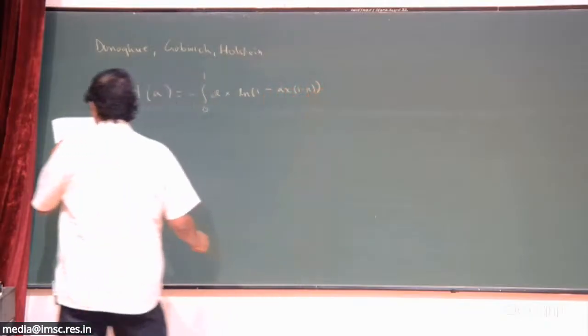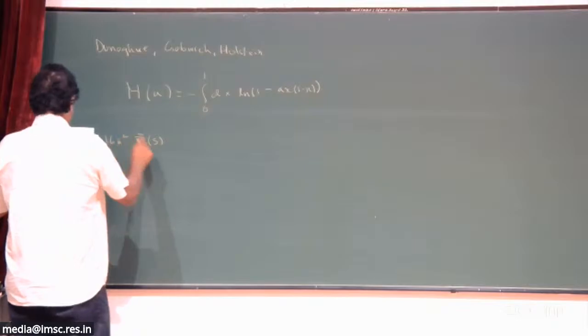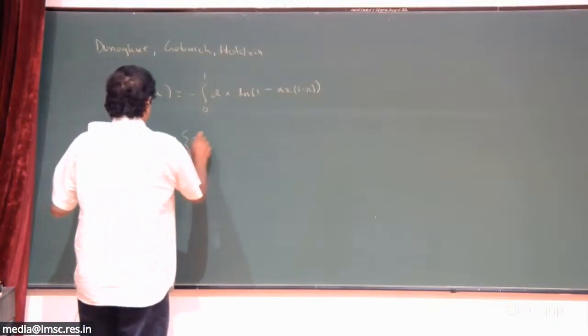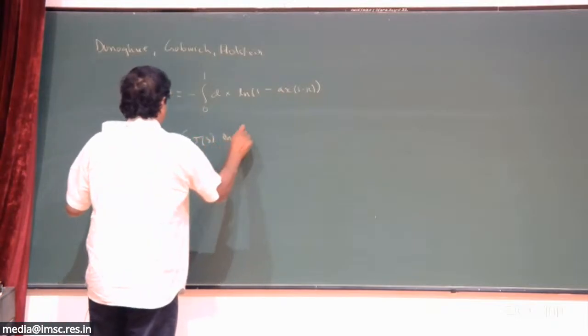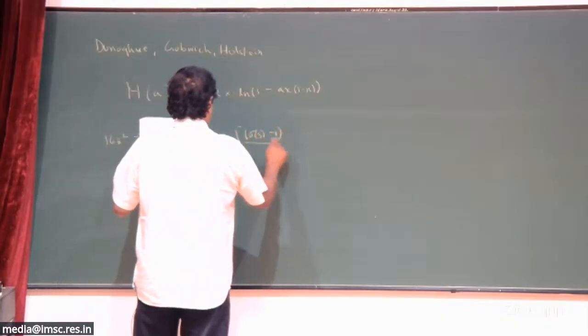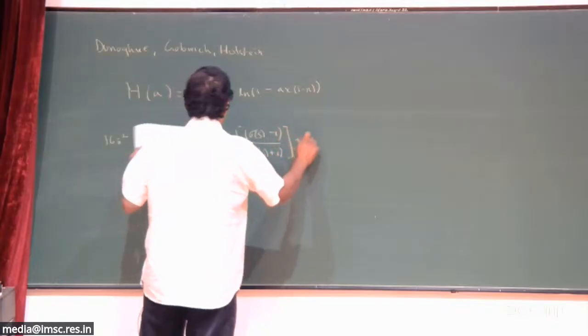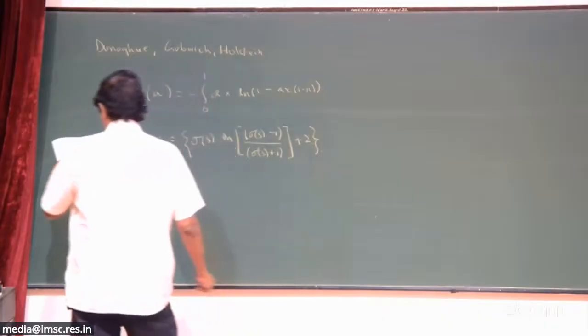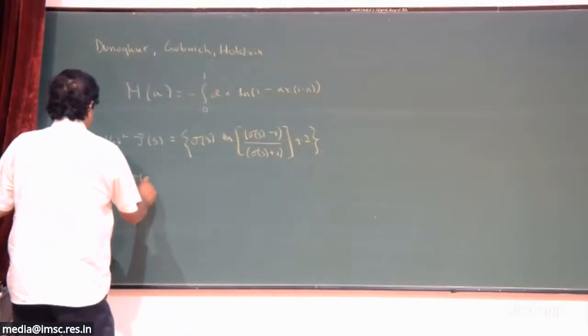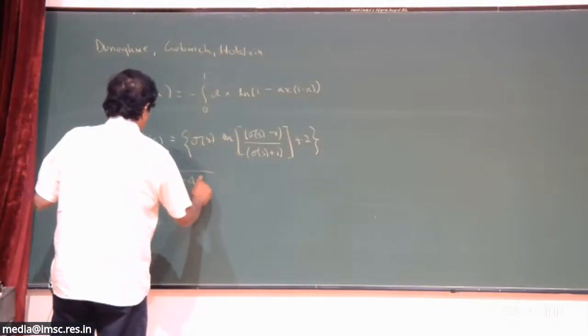This is actually the same as our friend, the J bar of s. And with the 16 pi squared, this is sigma of s. I wrote this yesterday also. So this is sigma of s minus 1 divided by sigma of s plus 1, like this, plus 2. This you can check, where sigma of s is the phase space factor, 1 minus 4m squared by s.